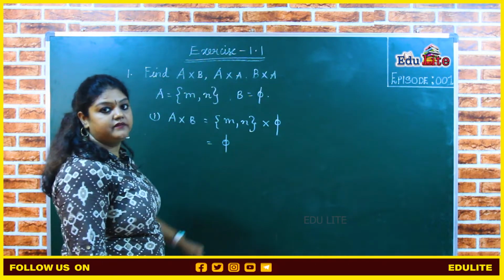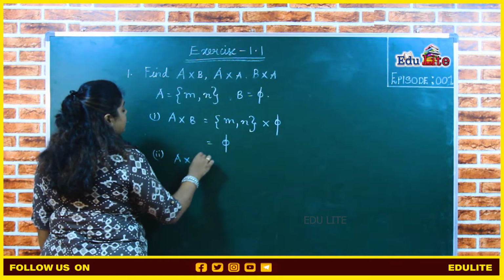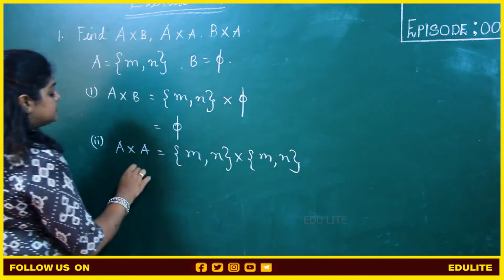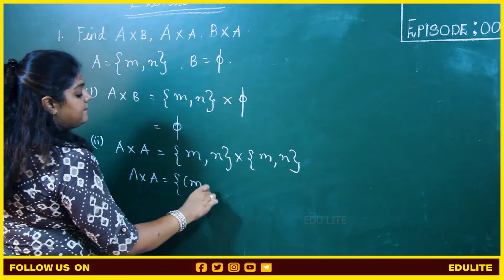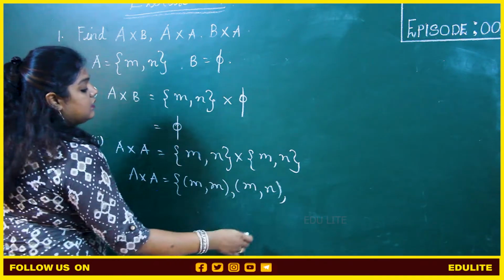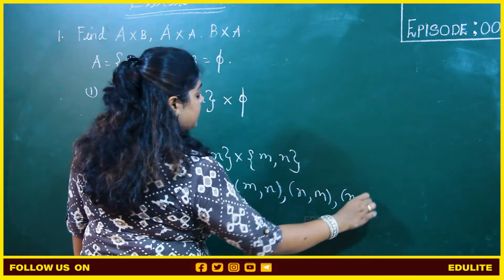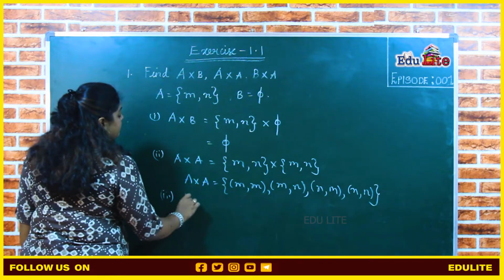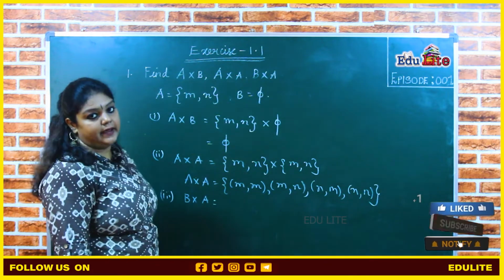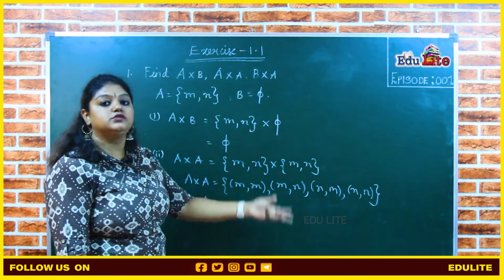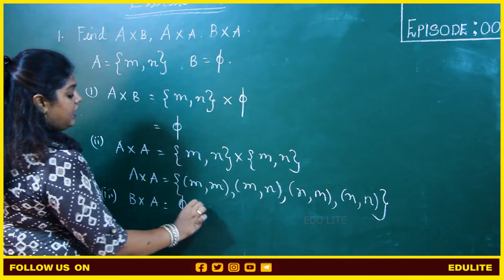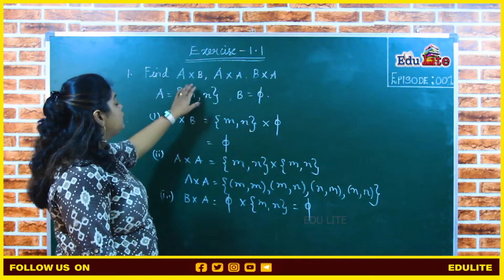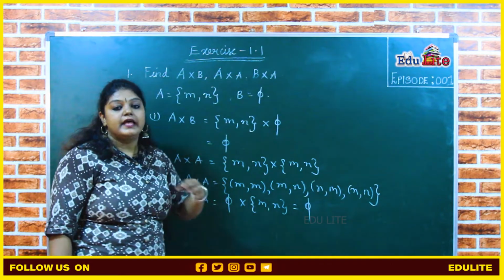Next, we will move on to the second subdivision, A cross A. A cross A can be written as {M, N} cross {M, N}. So A cross A can be written as (M, M), (M, N), (N, M), (N, N). The second subdivision is also over, and finally we will do B cross A. Again B cross A will be empty. Why is it so? Because B is an empty set. Doing the cross product with an empty set will also give an empty set. So set B is empty, set A is {M, N}, and the outcome will be an empty set. So we have found A cross B, A cross A and B cross A for three different sets of A and B.